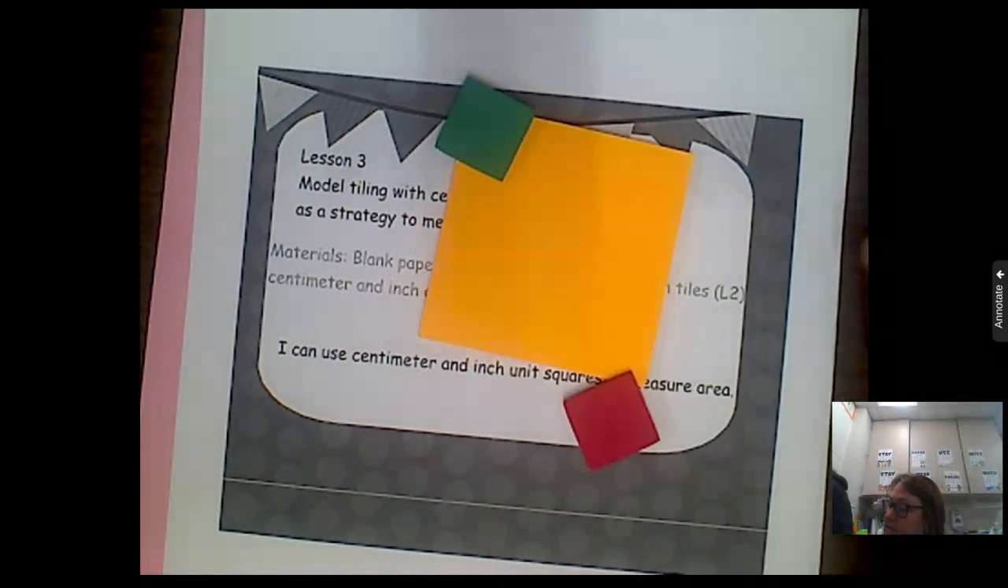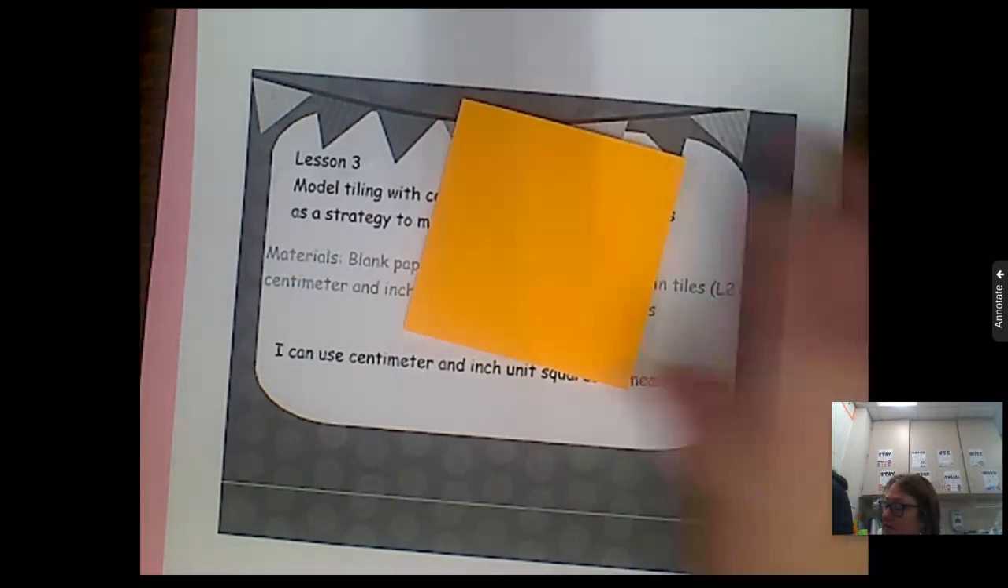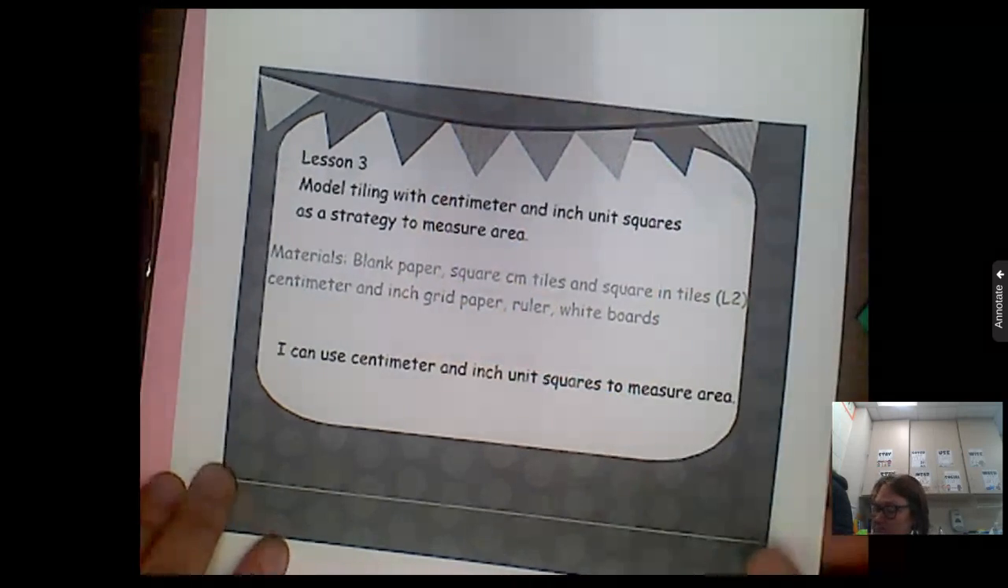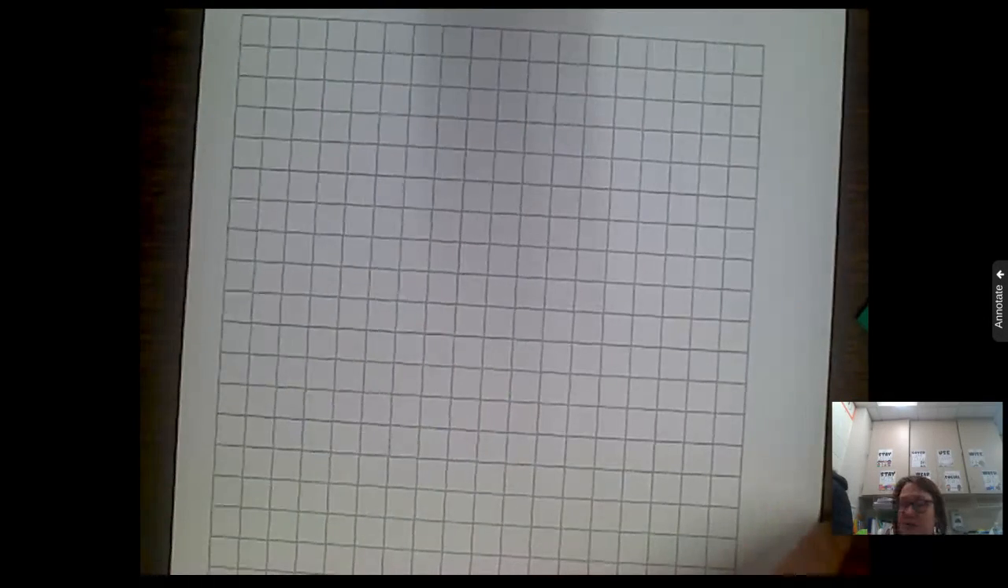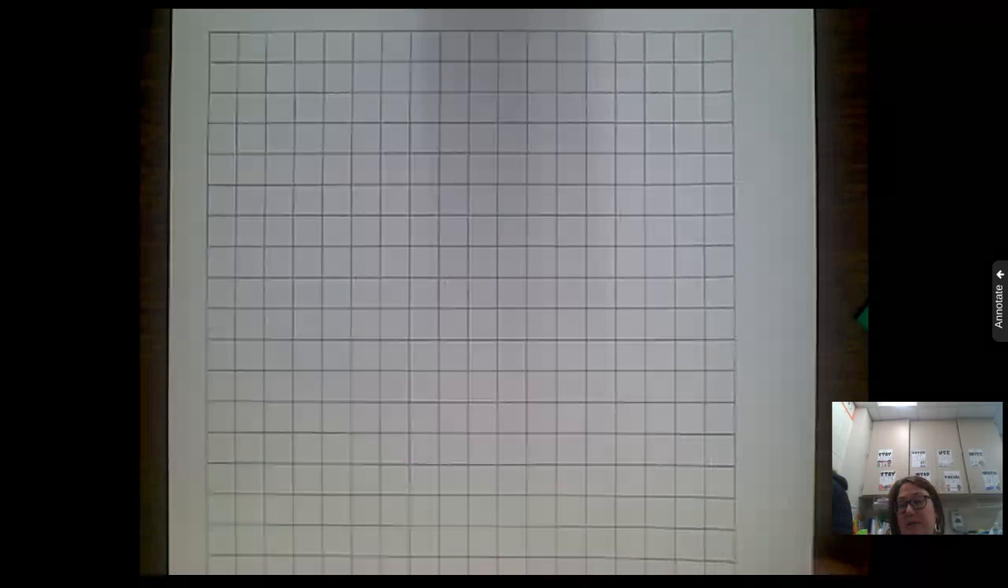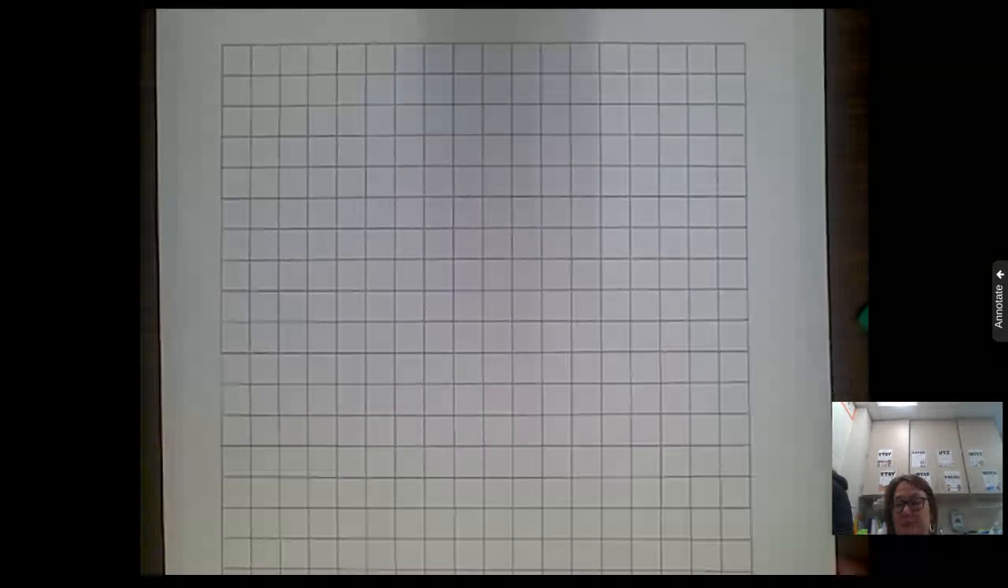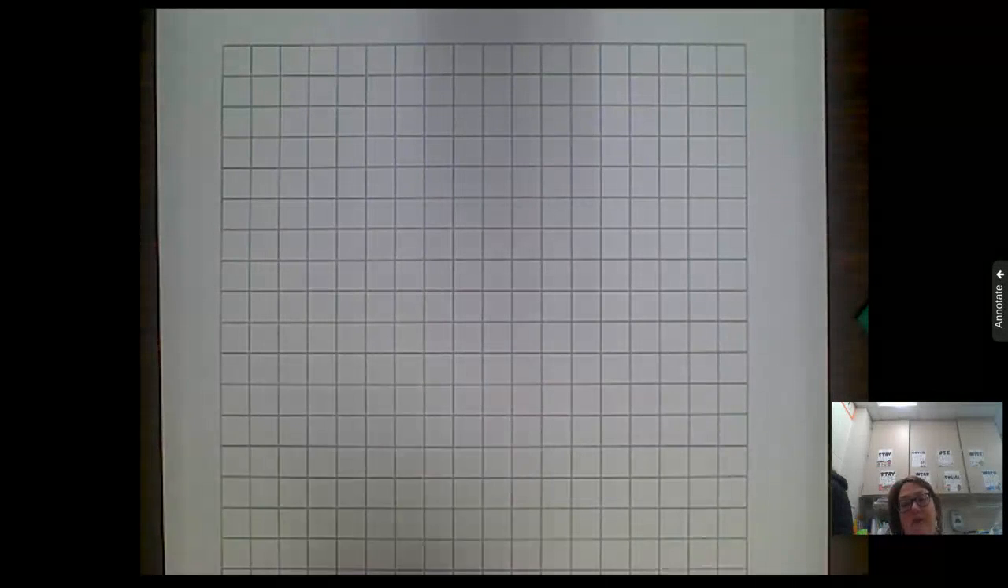Let me get rid of the Post-it notes. You will also need your lesson 3 problem set, and you're going to need some grid paper. You should have this sheet right here. This is your square centimeter paper, and that is your square inch paper right there. So you need your lesson 3 problem set, your square inch grid paper, and your square centimeter paper. If you need to, pause the video and grab that, and I'll meet you back here in a minute.